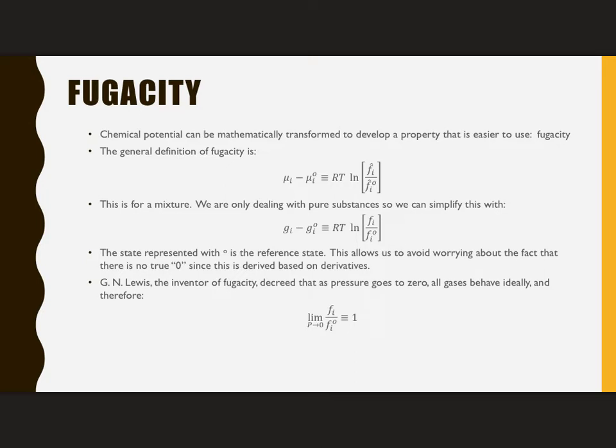Fortunately, the inventor of fugacity, G.N. Lewis, said, well, wait a minute, gases behave like an ideal gas as the pressure goes to 0. Therefore, the limit as the pressure goes to 0 of fugacity of a pure substance divided by the fugacity at its reference state will be 0. So the fugacity of a substance is going to go to its ideal gas behavior. Did I say that would be 0? It's equal to 1. Sorry about that.